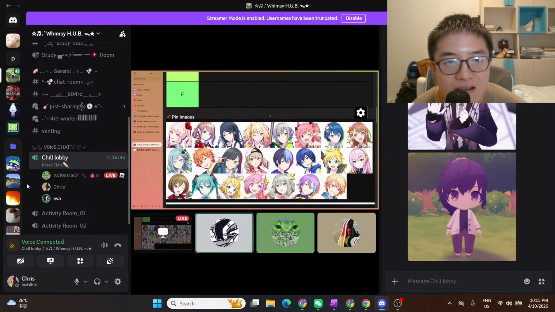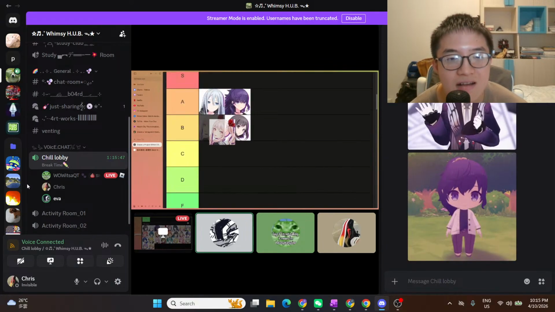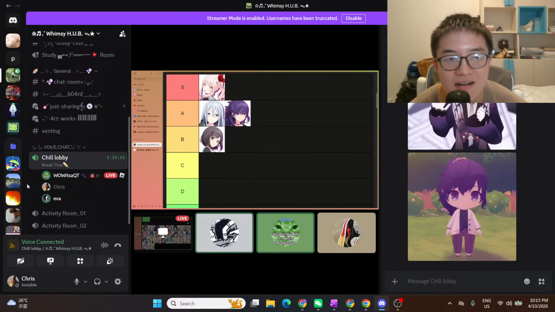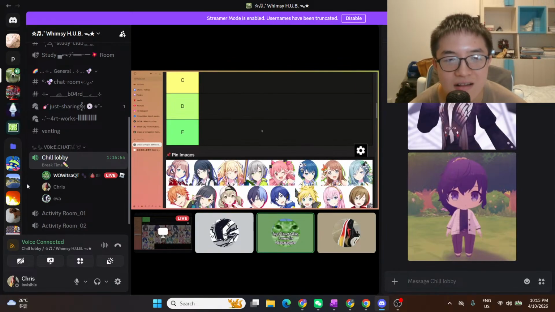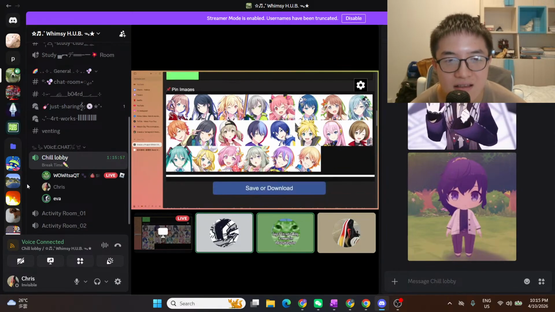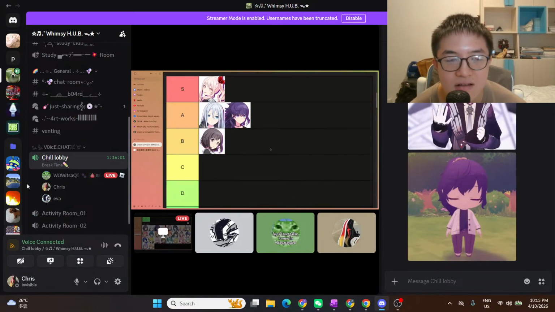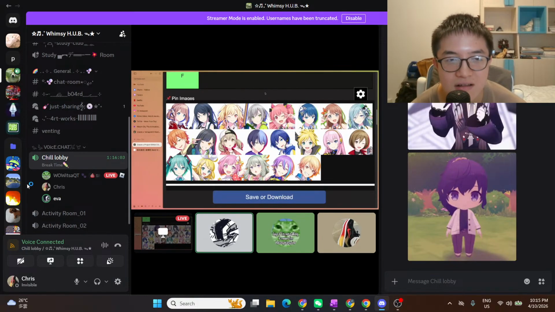S tier, S tier, S tier. She looks pretty shoddy, but yeah. I like her. I like the paint. I love her so much. No Mizuki slander here.